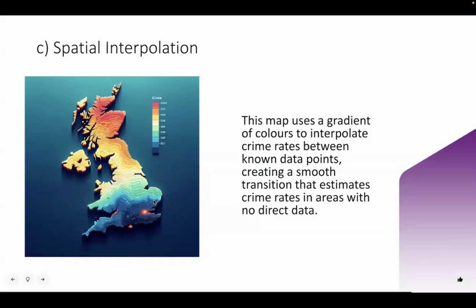It does this by using what we call inverse distance weighting, or IDW, and it basically says that nearby crime points have more influence than distant ones. There's also the Kriging method, which is a method that considers spatial autocorrelation to provide better crime rate predictions. So again, why is this important for crime analysis?